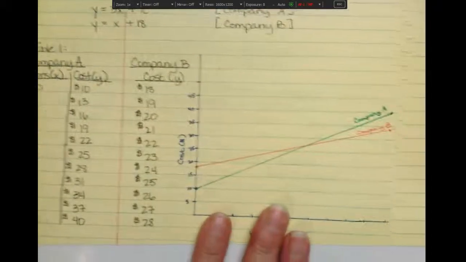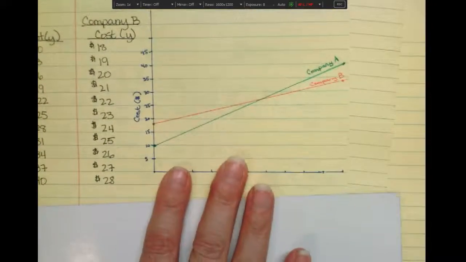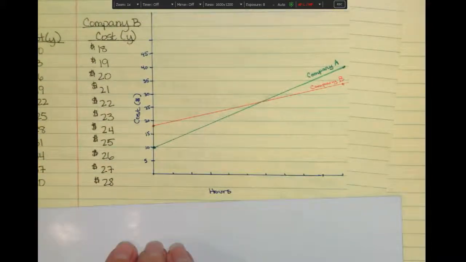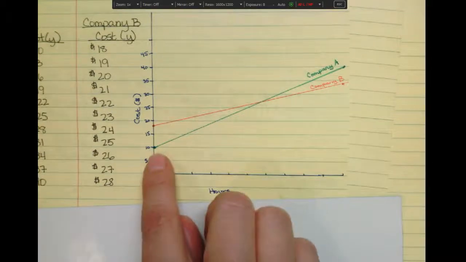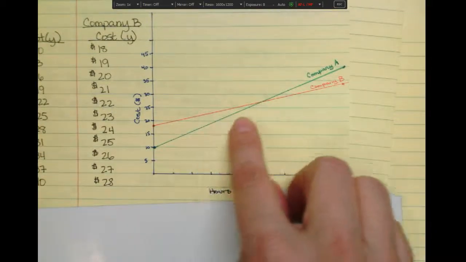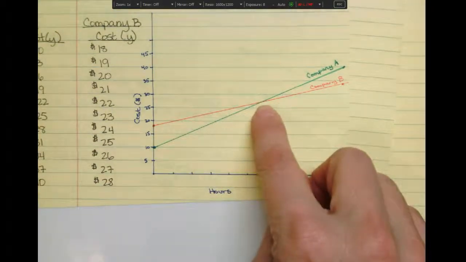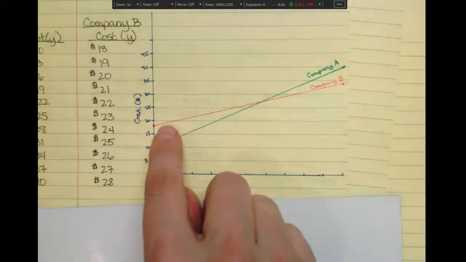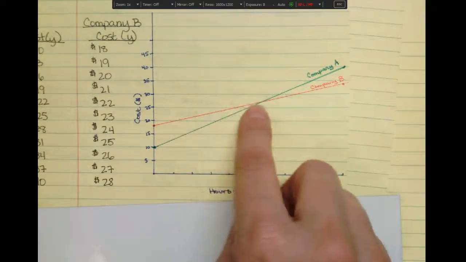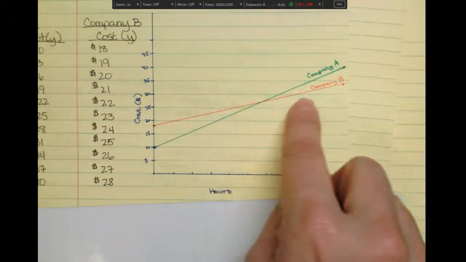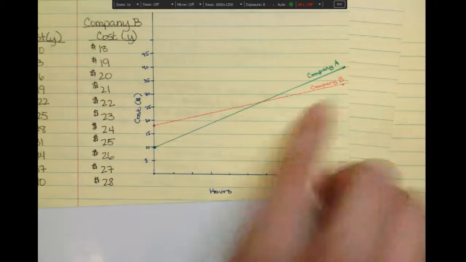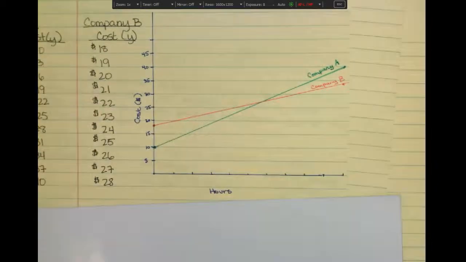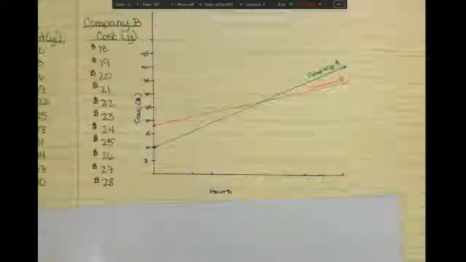And then I can compare both companies in a graph. At first, company A is less expensive until it hits this point right there, and then it becomes more expensive. Likewise, company B is actually more expensive until it hits this point, and then it becomes a less expensive plan. So that's what's called a system of equations, and we're going to get a little bit more in depth about how to solve these.